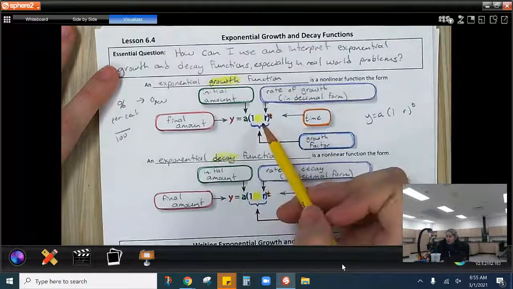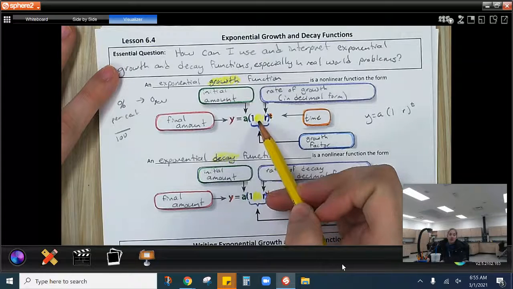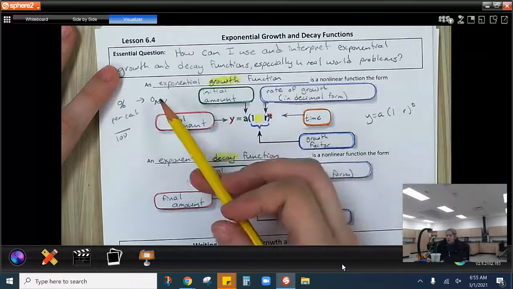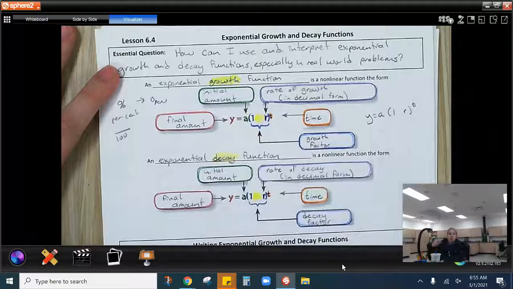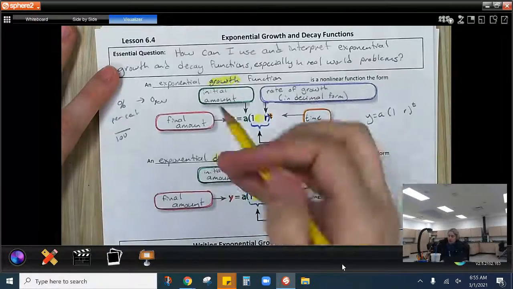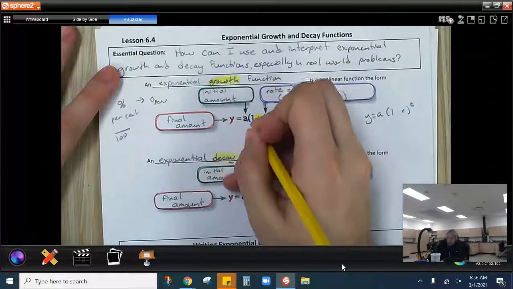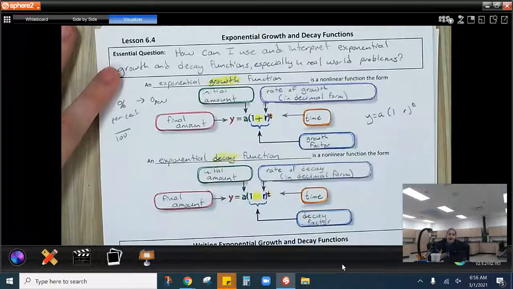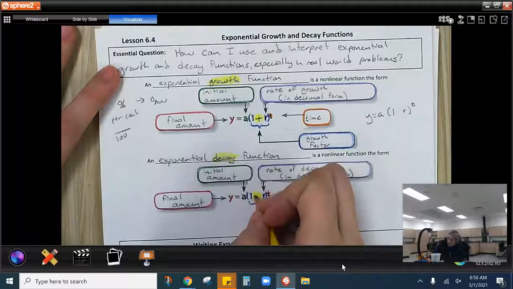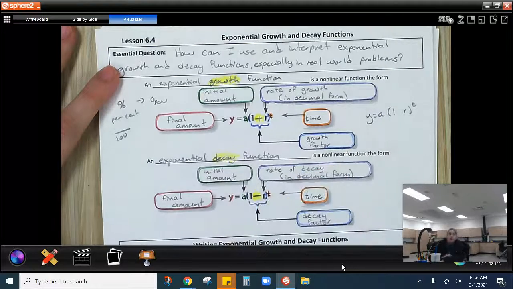You'll notice I've highlighted in yellow here kind of the blankness between the two. So an exponential growth, if something is growing, then we are adding our rate to 1. All right, we add it to 1. If it's growing, it's increasing, we add it, growth. Decay is losing, right? Decay is decreasing. So for a decay function, we would subtract our rate.